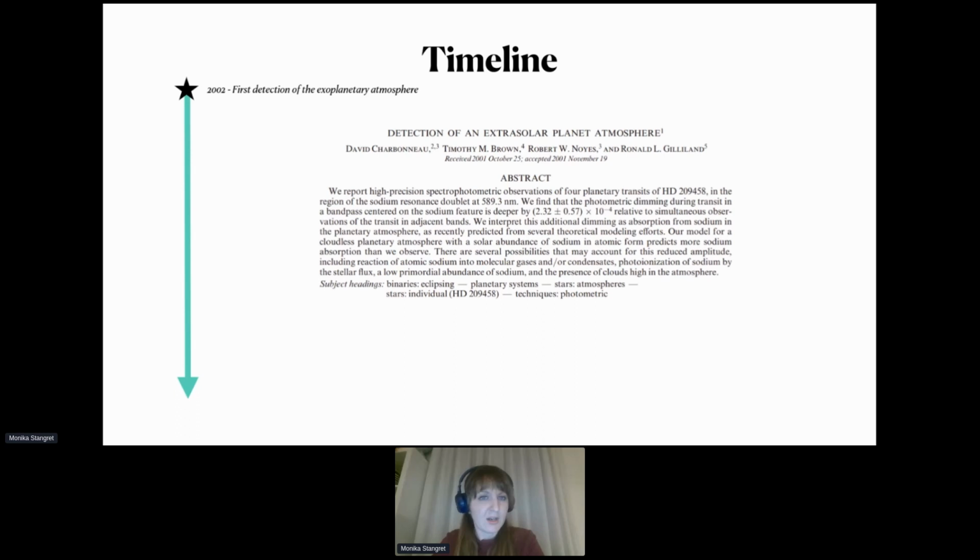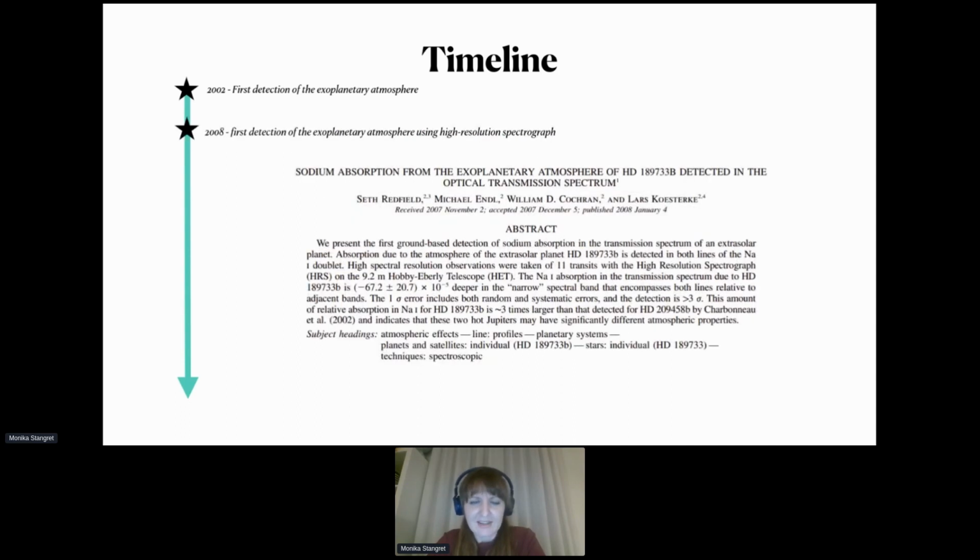The first exoplanetary atmosphere was detected in 2002 by David Charbonneau and his team, when they detected the sodium doublet using the Hubble Space Telescope in the atmosphere of HD 209458b. It's a quite famous exoplanet. A few years later, Redfield also detected sodium absorption in HD 189733b using a high-resolution spectrograph mounted on the Hobby-Eberly Telescope, so a ground-based telescope.